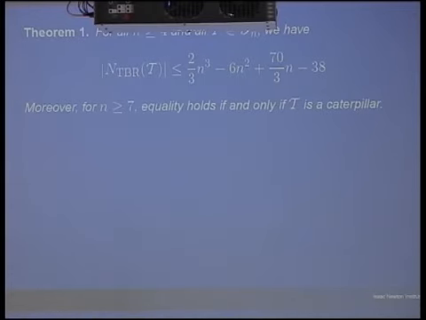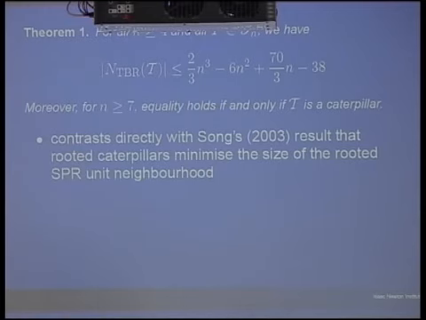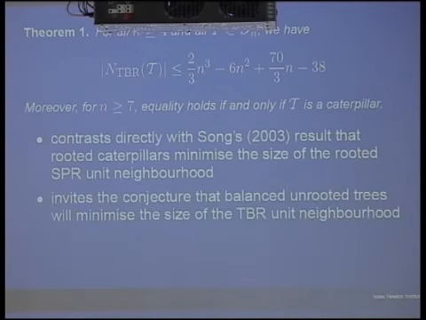Going back to Yun Song's work, this is interesting because he actually showed that for the analogous case for rooted trees, which is rooted SPR, caterpillars actually minimize the size of the unit neighborhood. So there's a dichotomy there which I don't know how to explain. It's interesting, and I guess leads to this idea that perhaps the lower bound may be given for balanced trees, since that's also what Song showed. This I don't know about. I haven't actually conjectured it because I only have one neck and I don't want to put it on a chopping block yet.